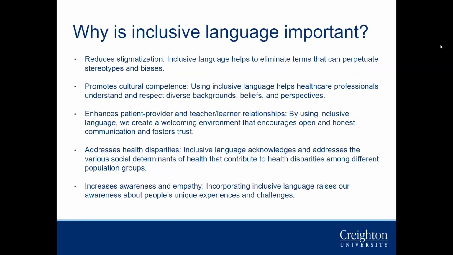Using inclusive language is not just about being politically correct. It helps us achieve some very important goals. First, it helps to reduce stigmatization by eliminating terms that can perpetuate harmful stereotypes and biases. It promotes cultural competence by helping healthcare professionals understand and respect diverse backgrounds, beliefs, and perspectives. It can also enhance patient-provider and teacher-learner relationships by creating a welcoming environment that encourages open, honest communication and fosters trust.